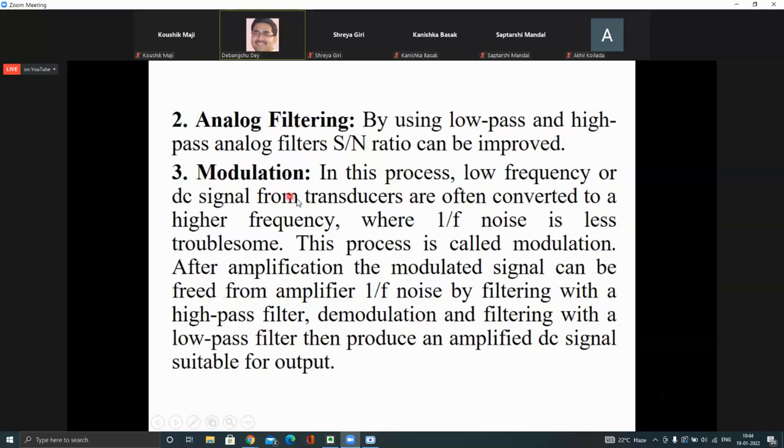One important aspect of eliminating 1/f noise is modulation. Modulation, do you have the idea of modulation? Modulation means what, can anyone say a little? Anyone?